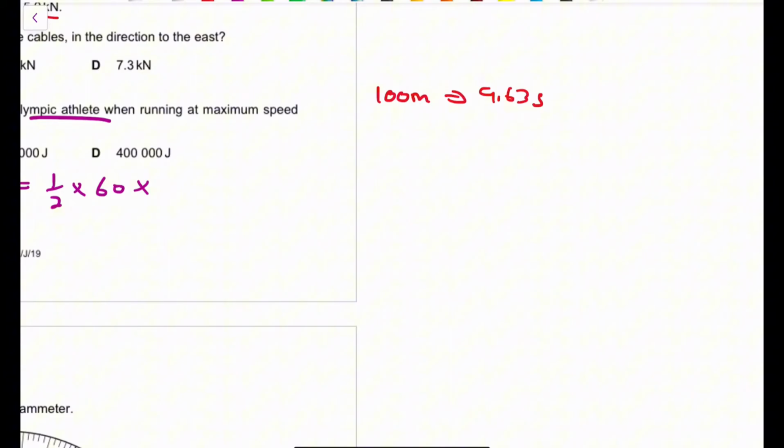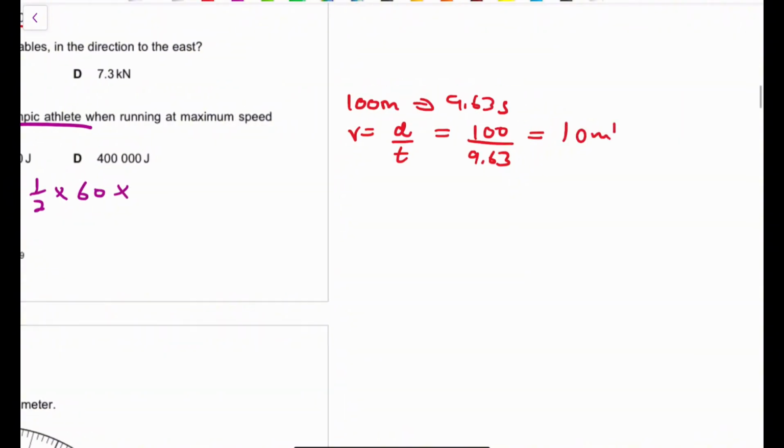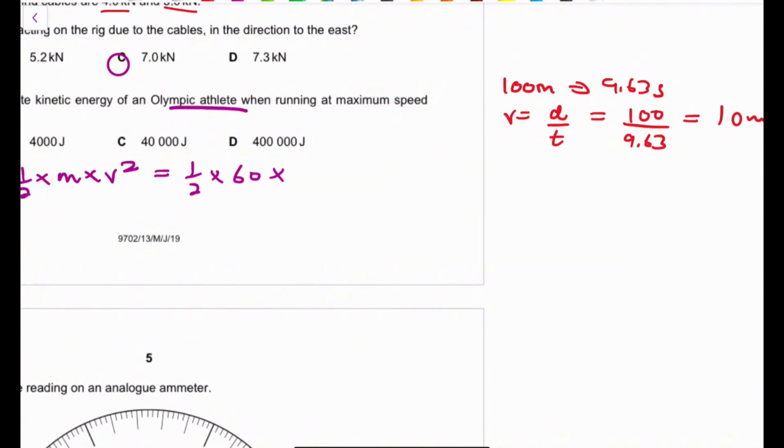So we can actually find his speed. We know that v is equal to the distance over time, which is going to be 100 divided by 9.63. That's going to give you about 10 meters per second. So that was pretty fast. He was running about 10 meters just in 1 second. You say one, he has already completed 10 meters. That is pretty fast. So we can then calculate the kinetic energy that he possessed when he was running at that maximum speed, right? Which is going to be 10 squared, and that's going to give you a value of 3,000 joules.